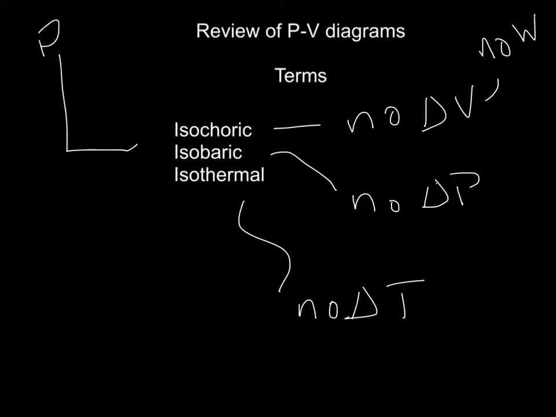On a PV diagram, if this is P and this is V, isothermal is going to be a curve like that. It's essentially Boyle's law: P1 V1 equals P2 V2. If you had no volume change, it would be like that, so that's an isochoric line. And if I have no pressure change, an isobaric line looks like that.